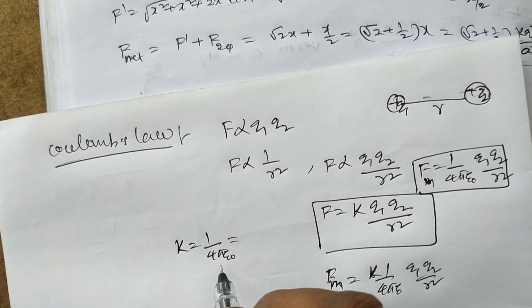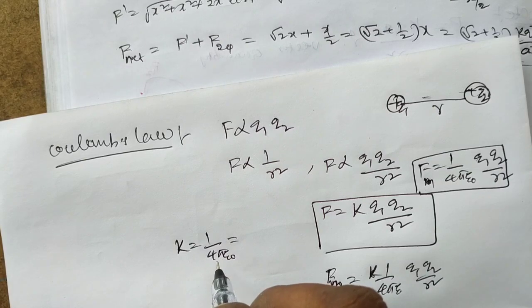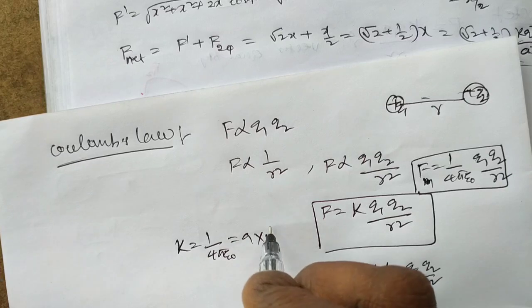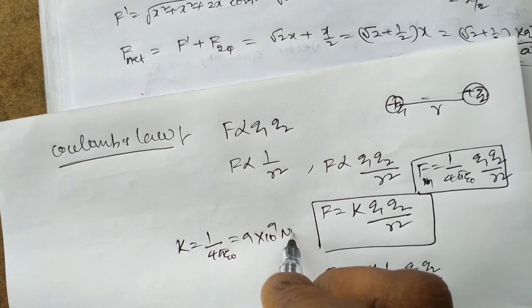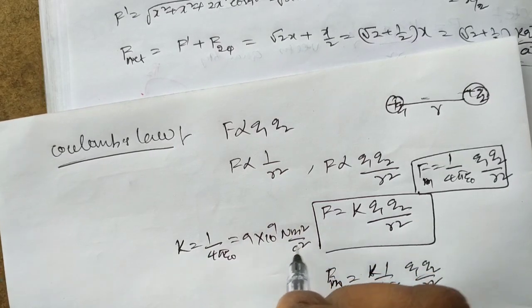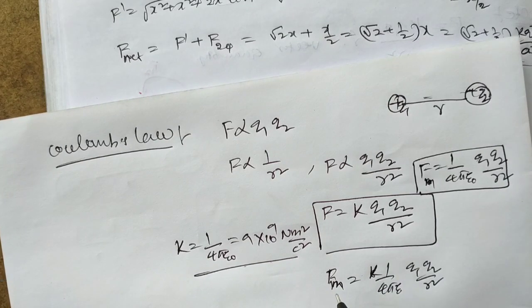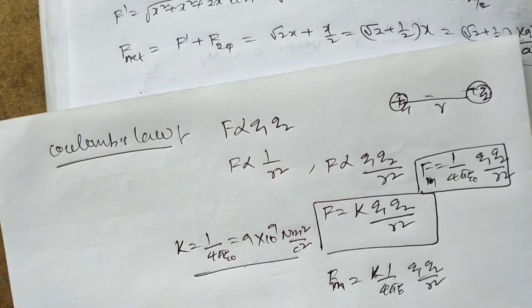Using the values of epsilon naught, pi and 4, we get K as 9 into 10 to the power of 9 Newton meter square by Coulomb square. It is a constant. For the force in a medium, epsilon is the permittivity of the given medium.